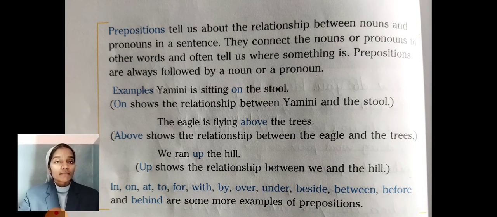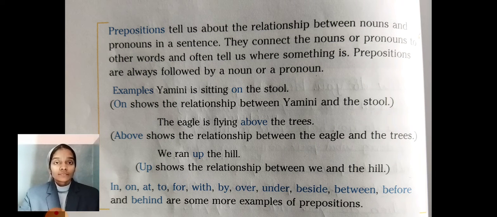Please look at the next example. The eagle is flying above the trees. What is the preposition? Above. Above shows the relationship between the eagle and the trees. Where is that eagle flying? The eagle is flying above the trees.